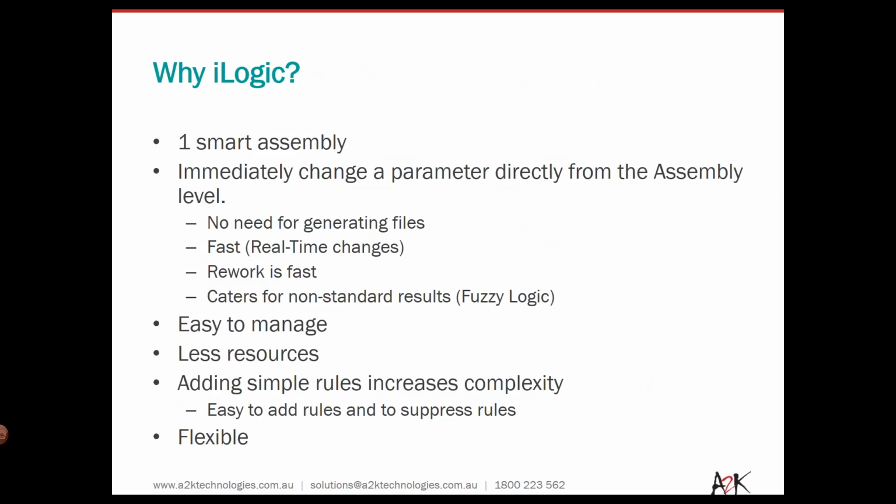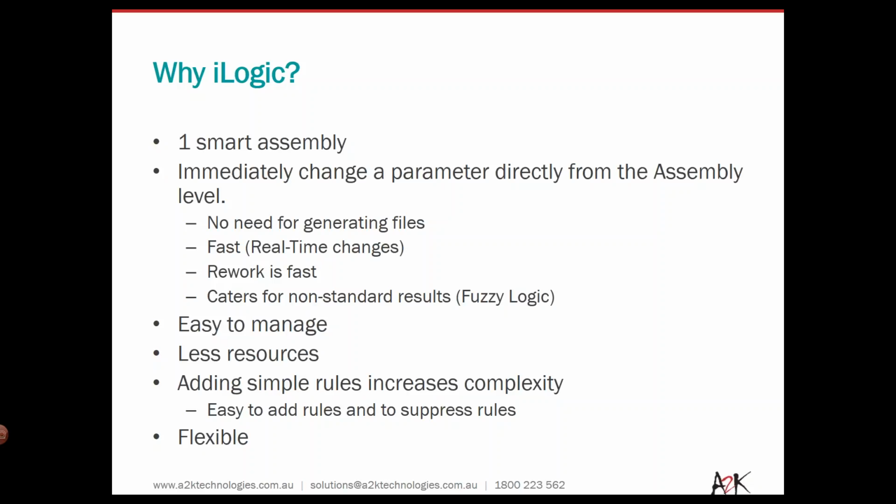Okay, so first of all, it's one smart assembly. We use the same parts, we only have the one assembly, and there is no need to generate these child files, because we can immediately change each parameter directly from the assembly level if we want. So this enables fast, real-time changes. Because of this, we can also have quick rework. Okay, and it caters for non-standard results.